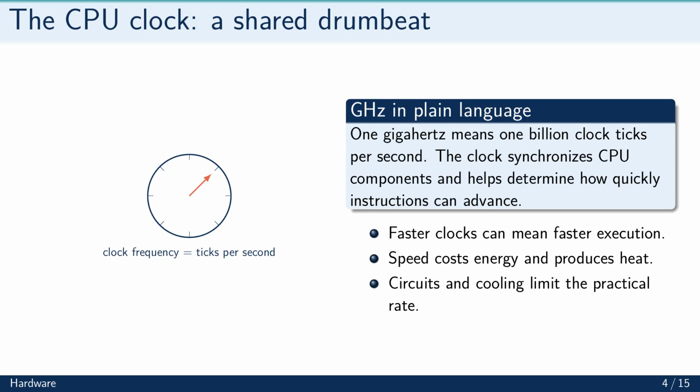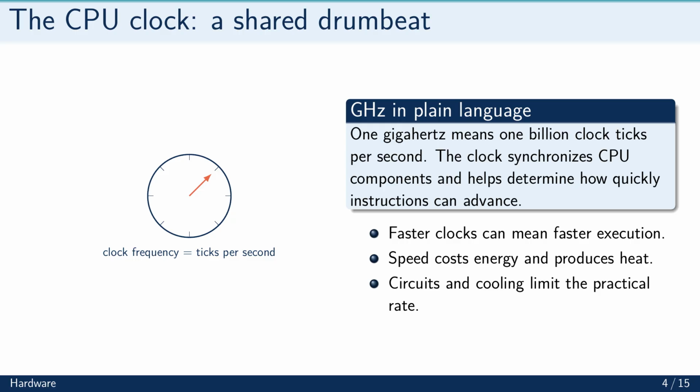The CPU clock provides a shared rhythm for the components inside the computer. Conceptually, the CPU advances through instructions in synchronized steps, much like musicians follow a common beat. Clock frequency describes how many ticks occur each second. A gigahertz represents 1 billion ticks per second, so a processor with a higher clock frequency may be able to advance through instructions more quickly.